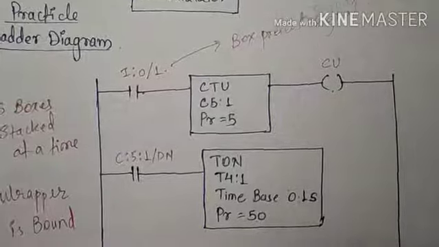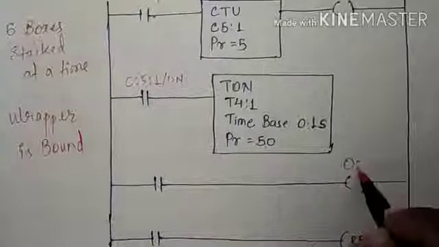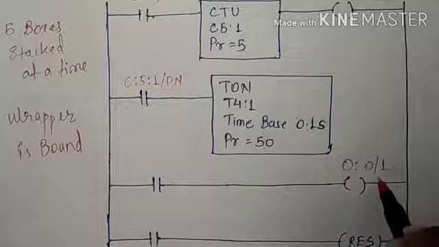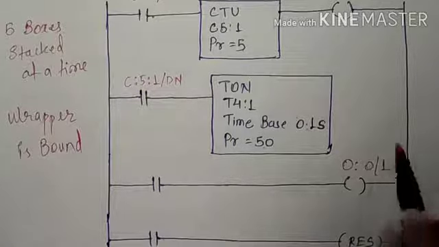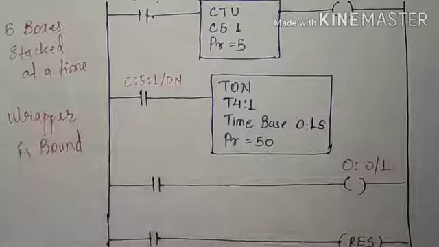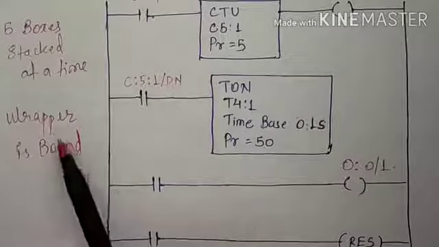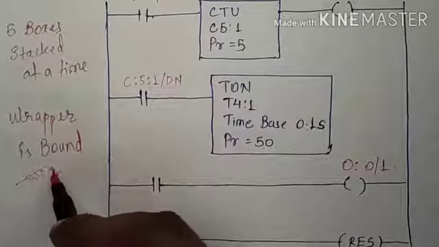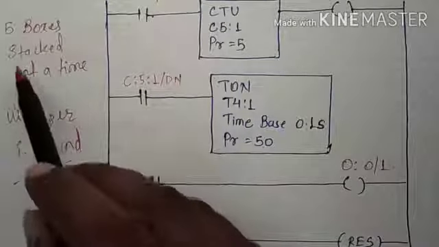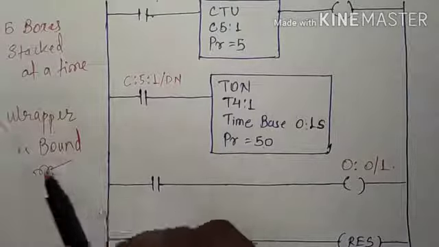And the output is denoted for this. So this is the output, O:0/1. O:0/1 denotes the output, meaning the wrapper machine relay. There is a wrapper machine, and it has a relay coil inside it. The wrapper machine will be there, and 5 boxes are there. So after stacking these 5 boxes, the wrapper machine will wrap the boxes.